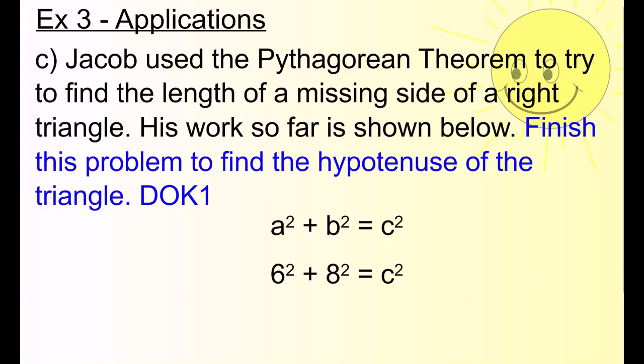Here's one problem I'd like you to try. It says Jacob used the Pythagorean theorem to try to find the length of a missing side of a right triangle. His work so far is shown below. You can see it's a squared plus b squared equals c squared, which, if you don't know, is the Pythagorean theorem. We'll be using it a lot next module. Finish this problem to find the hypotenuse of the triangle. I'd like you to find the value for c. Pause the video, do it on your own. When you're ready, hit play, and we'll go through it together.